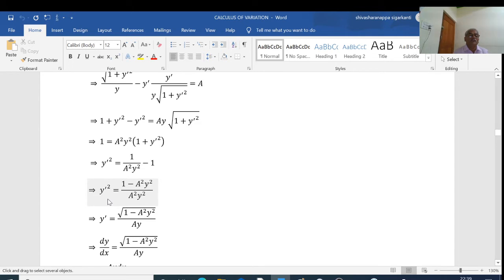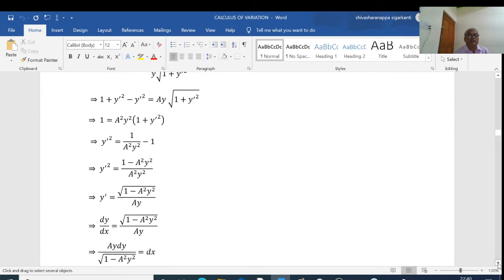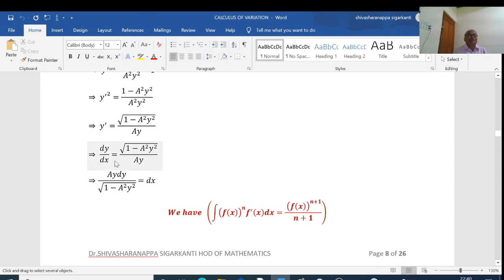Now taking root onto this equation, we get on the left hand side y dash square is there. Taking root I will get y dash is equal to, right hand side numerator is root of 1 minus a square y square. Denominator is a into y because I am taking root here, right? So that is dy by dx is equal to root of 1 minus a square y square divided by a y. Just we have to separate the variables and integrating we get the solution. So here we get a y dy divided by root of 1 minus a square y square is equal to dx.